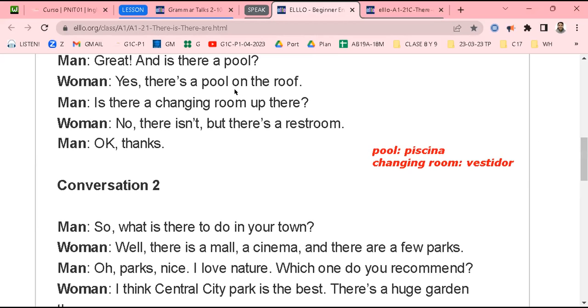How about a restaurant? What's a restaurant? Baños. Okay. So let's see. We have some more vocabulary.